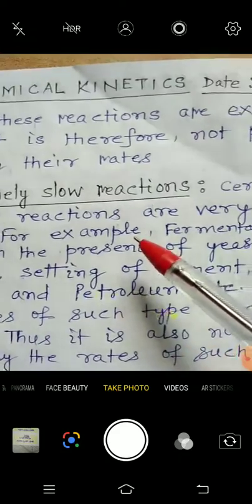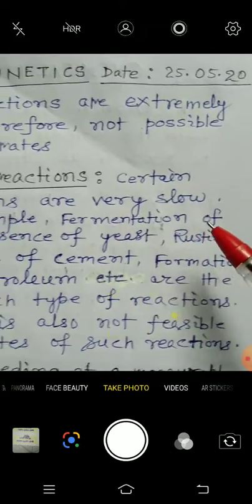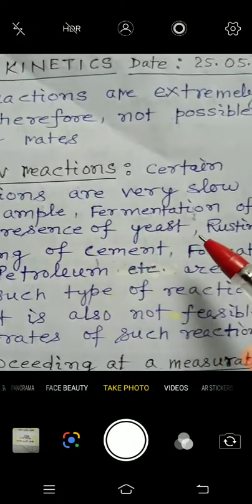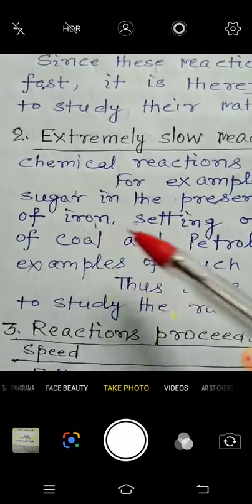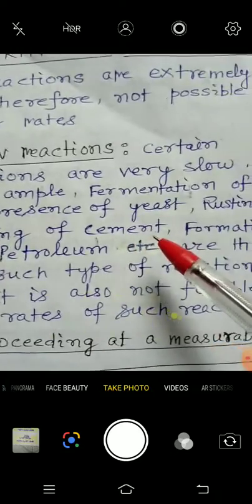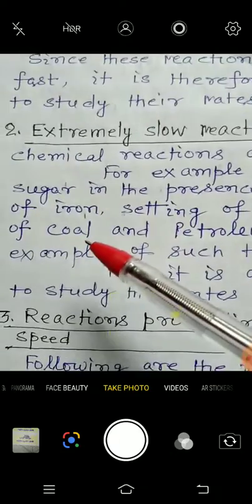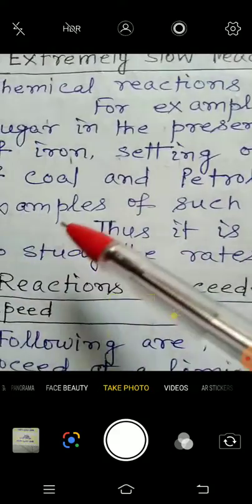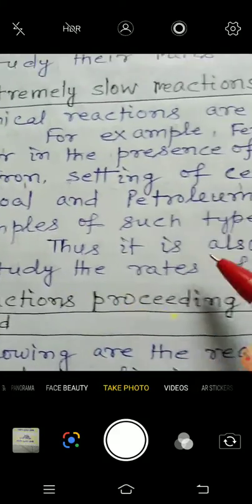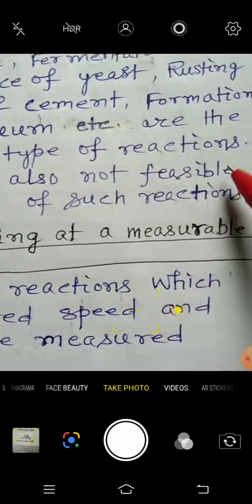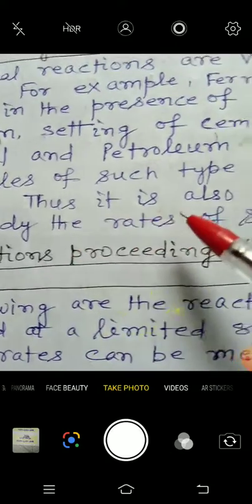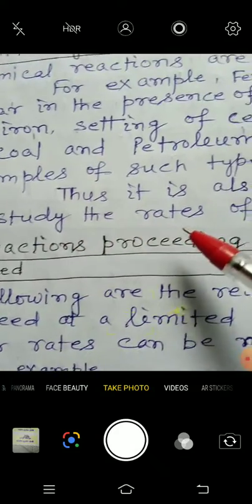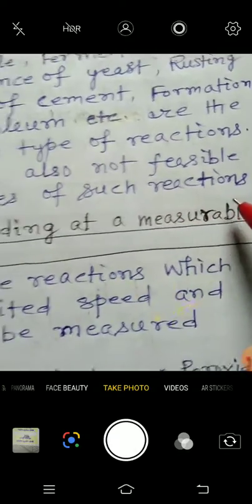For example, fermentation of sugar in the presence of yeast, rusting of iron, setting of cement, formation of coal and petroleum, etc., are the examples of such type of reactions. Thus, it is also not feasible to study the rates of such reactions.